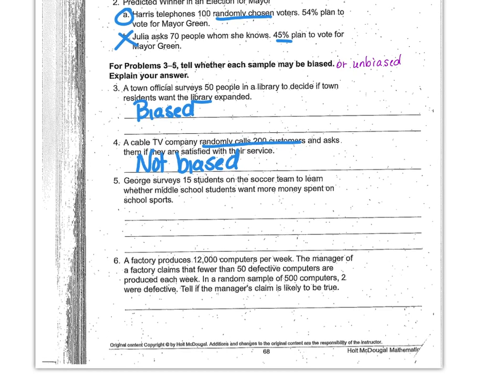George surveys 15 students on the soccer team to learn whether middle school students want more money spent on school sports. This is definitely biased, and I would have to say because he's only asking middle school students who are on the soccer team, and that's not a very big sample of the whole population.